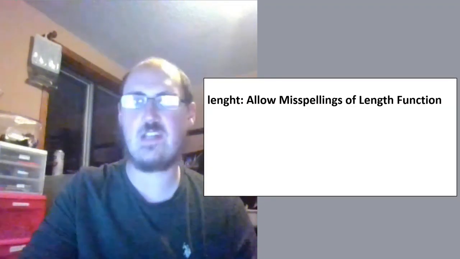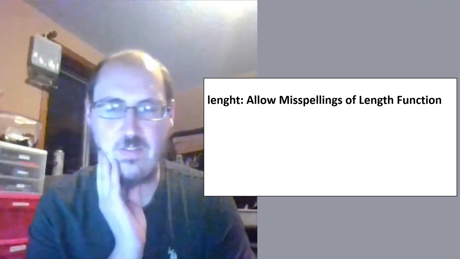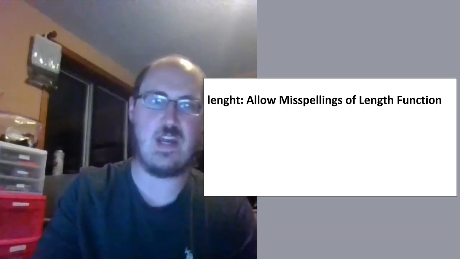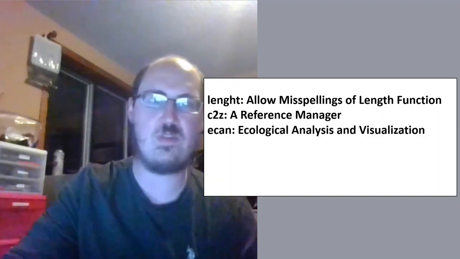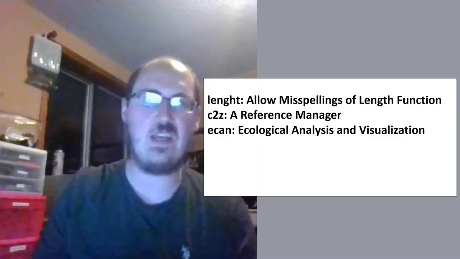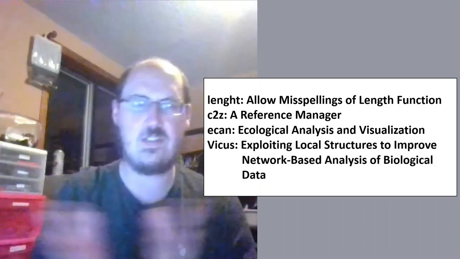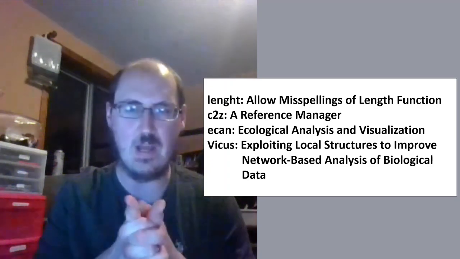Loosening up in R here, we have new CRAN packages for R as follows. Lenght, allows misspellings of the length function. Where have you been all my life, package? That is fantastic. I misspell length all the time. Next is C2Z, a reference manager. Then ECAN, Ecological Analysis and Visualization. And finally, Vicus, exploiting local structure to improve network-based analysis of biological data.